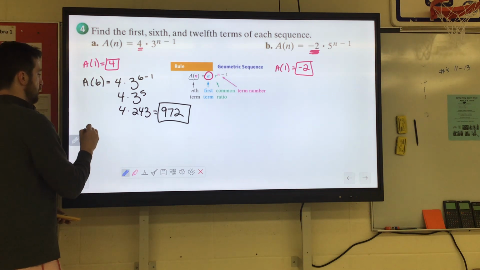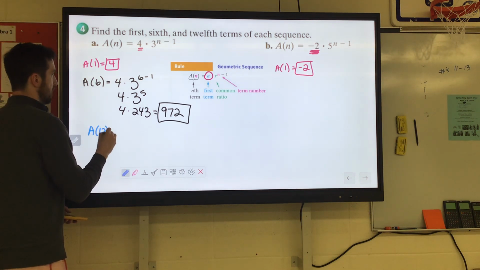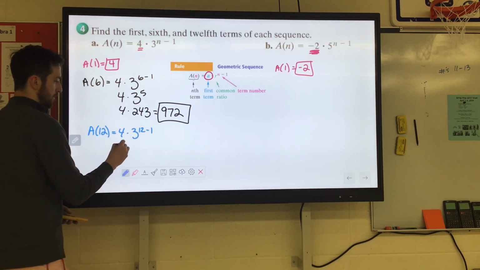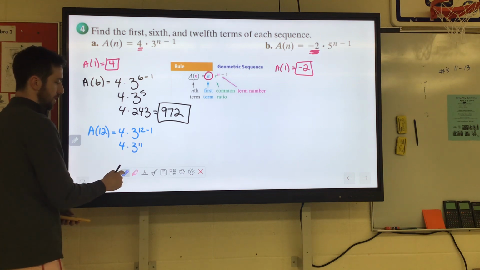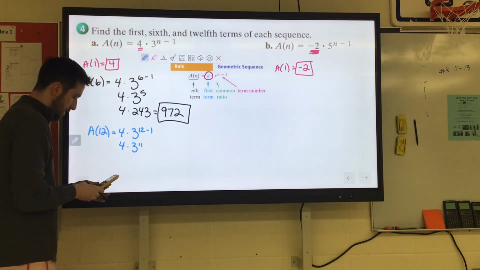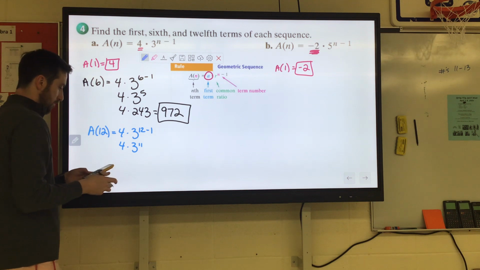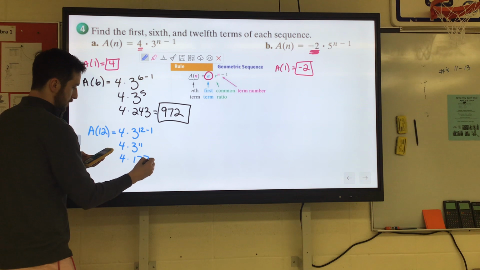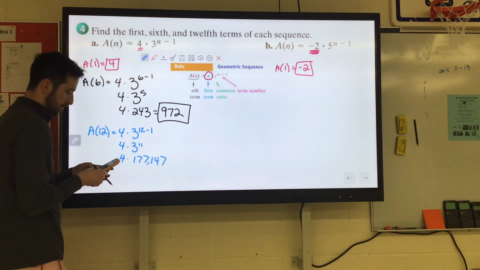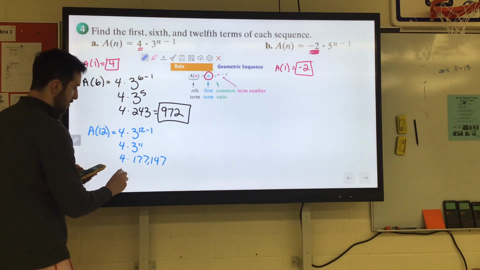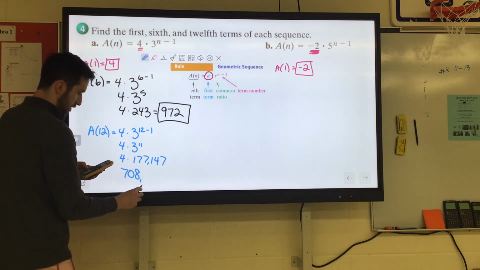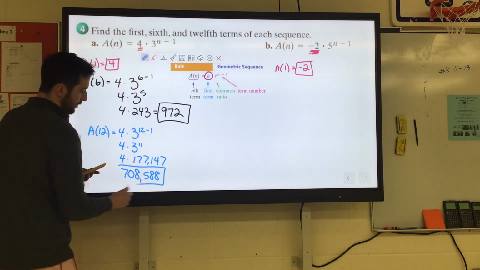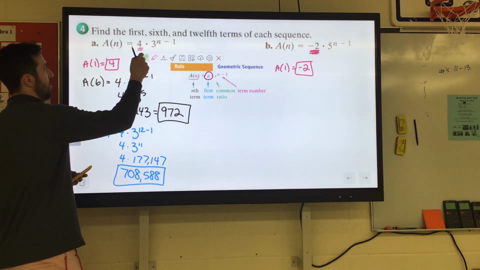Now we're going to find the 12th. A of 12. 4 times 3 to the 12 minus 1. That would give me 4 times 3 to the 11th. 3 to the 11th, huge number. 177,147. We still got to multiply that by 4, man. 708,588. Wow.